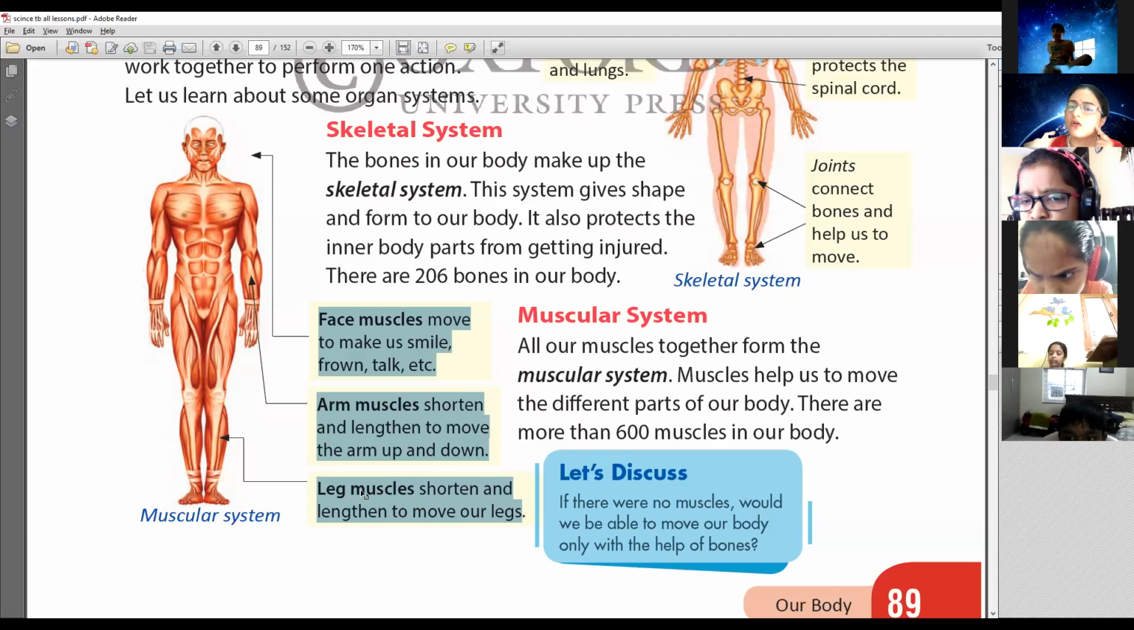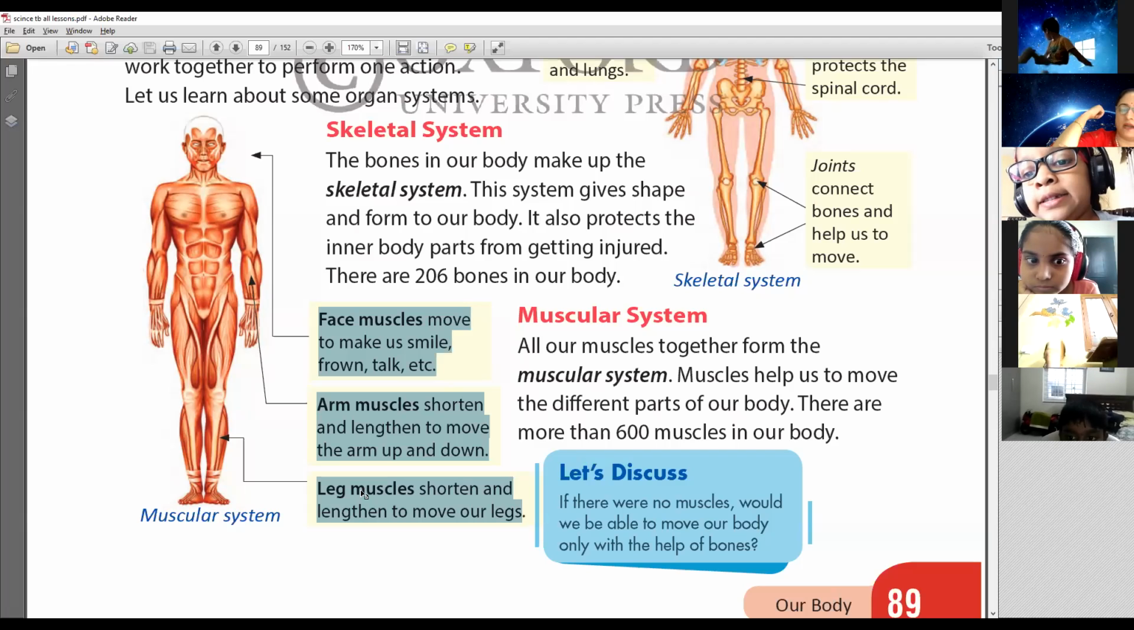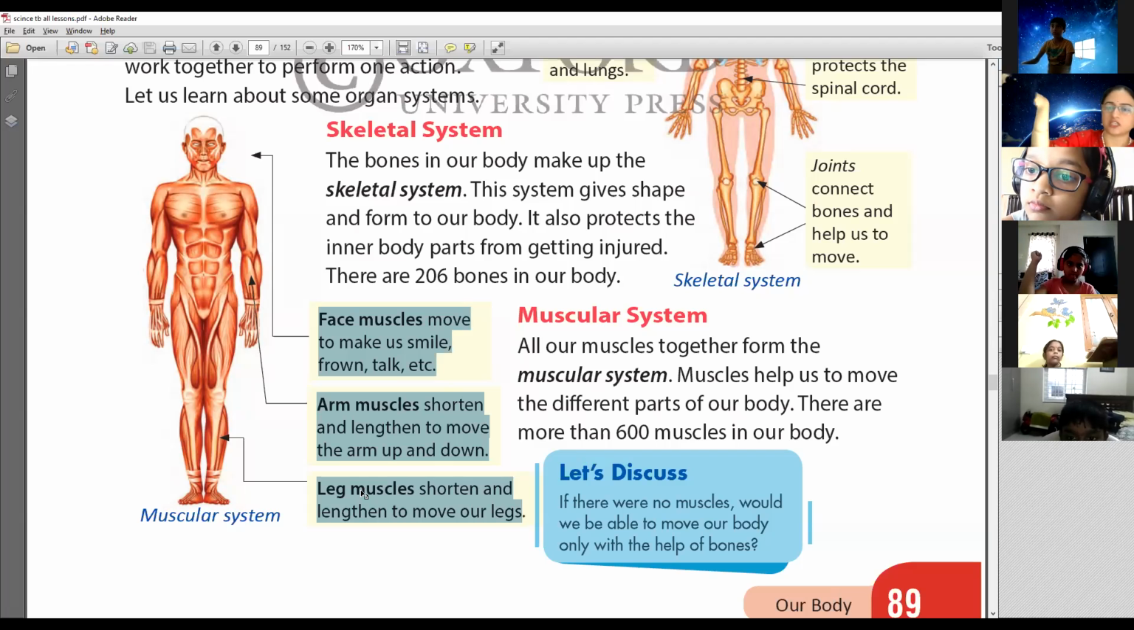And when we want to talk, all these muscles should move, isn't it? See, when I'm talking, my cheeks and everything are moving. The elbow joint, these muscles, everything is moving. Arm muscles shorten and lengthen. You can either move your hand straight or bend it. Similarly with the leg, leg muscles shorten and lengthen. I can't show the leg now, but just like how I move my hands, we can move our legs too.